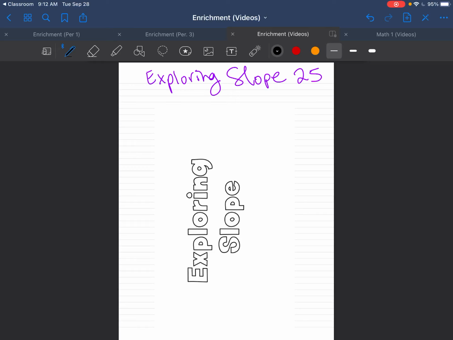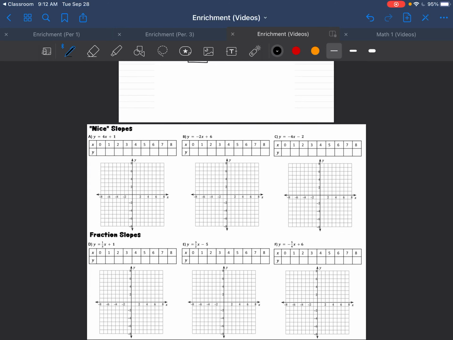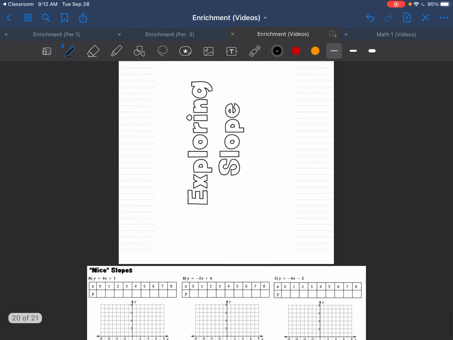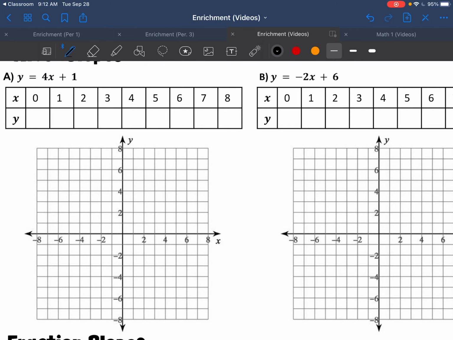All right, so this is going to be page 25, exploring slopes. So here is our page on the inside. It just gets folded in half here. So let's work with nice slopes, stuff we've been working on, stuff we know, stuff we love.